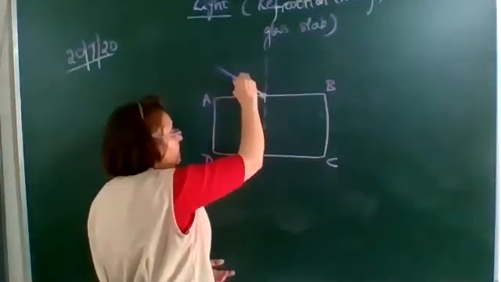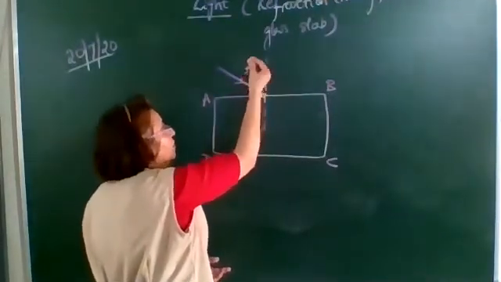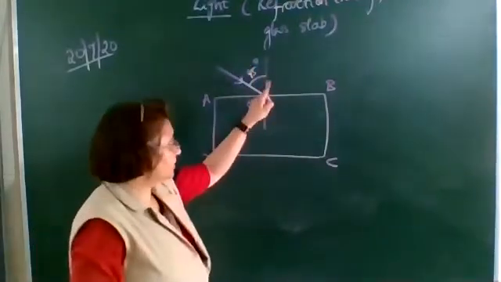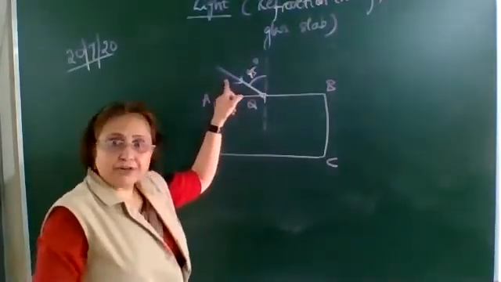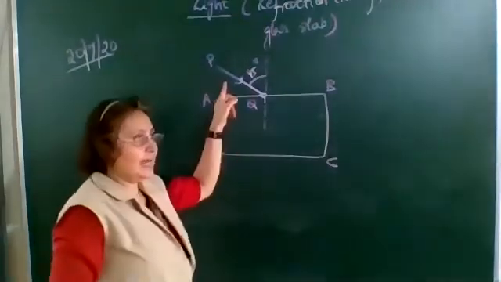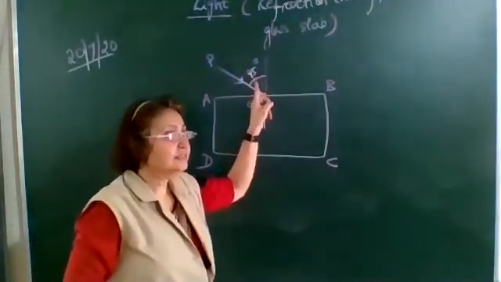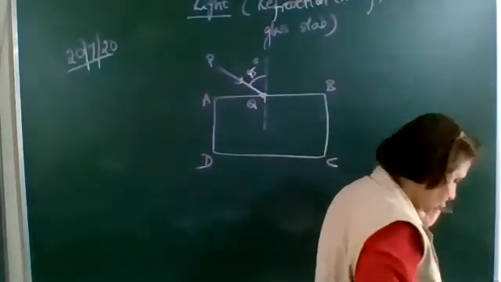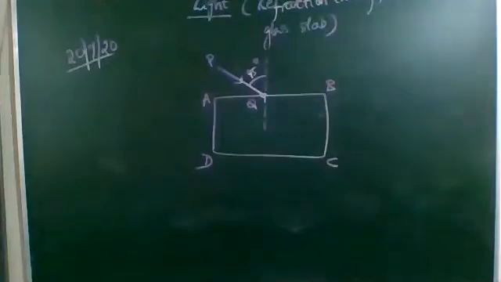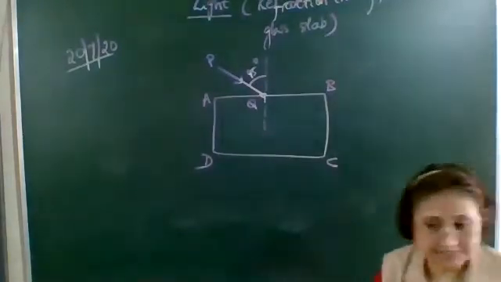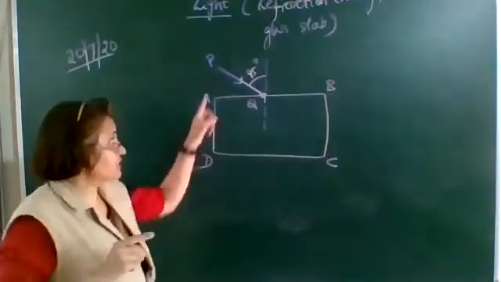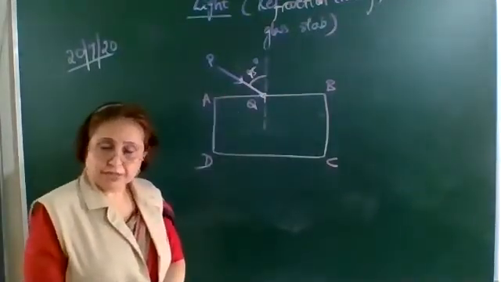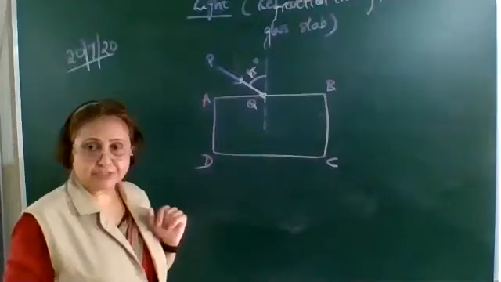Now, making some angle, let us take it to be 45 degrees. With this normal, draw one ray PQ which is making an angle of 45 degrees. Okay, so PQ is the incident ray. This is the incident ray, making an angle of 45 degrees, you have drawn this way.